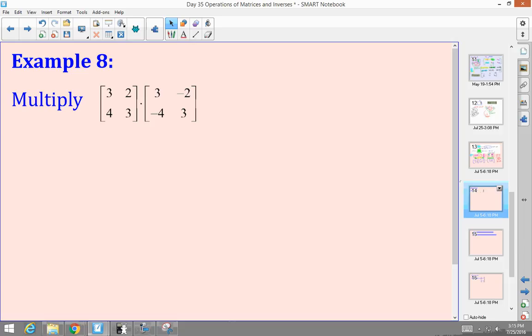So here's the next one. This is going to end video 2, and it's going to start video 3. So why don't you take this one here, and why don't you multiply it out? Take your time in between video 2 and video 3, multiply these out, see what you get, see how well you're doing with it, and we'll take a look at it on the next video.